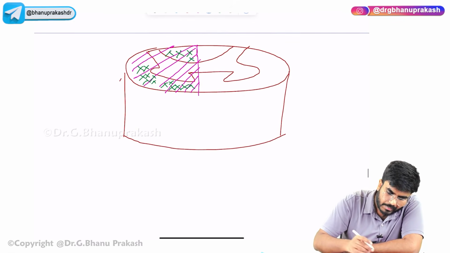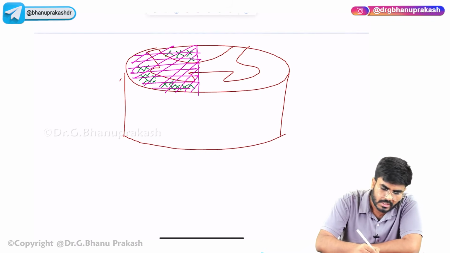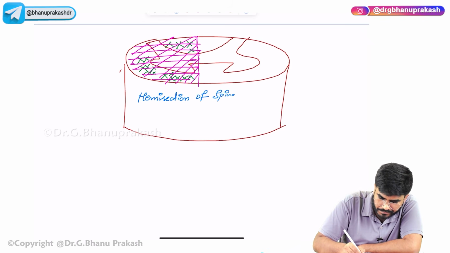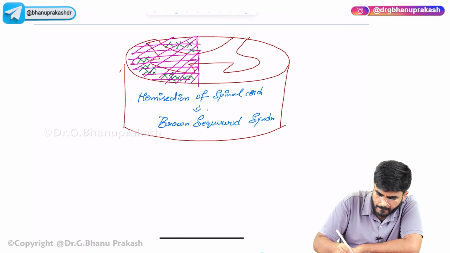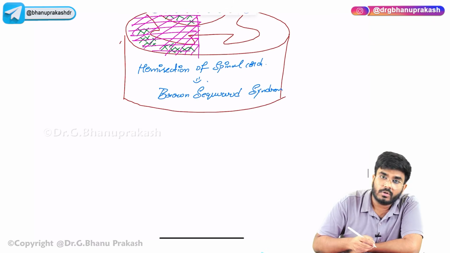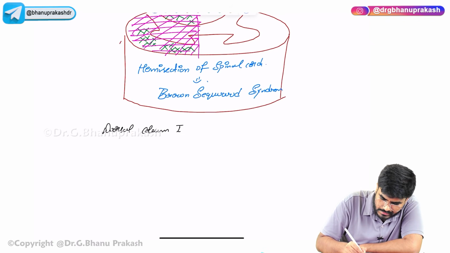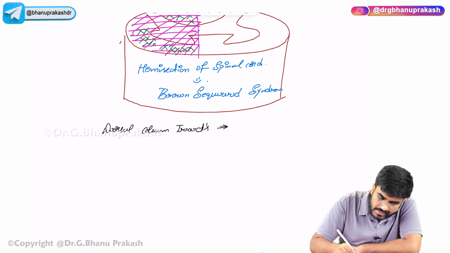So this hemisection of the spinal cord means half of the spinal cord is damaged for some reason. This hemisection of the spinal cord is called Brown-Séquard syndrome. Now in Brown-Séquard syndrome, tell me, the dorsal column tracts are damaged. Due to the damage to the dorsal column tracts, advanced sensations are lost.